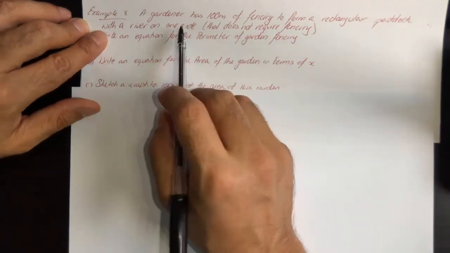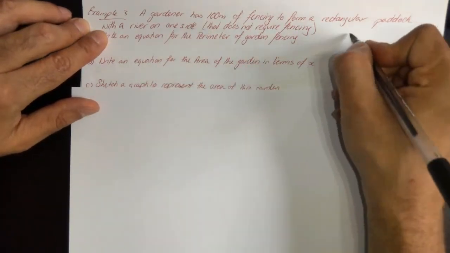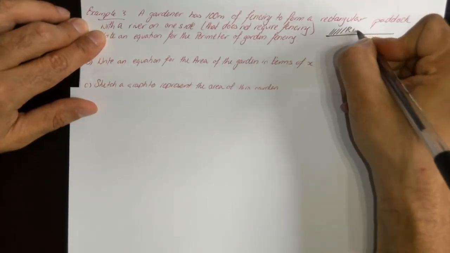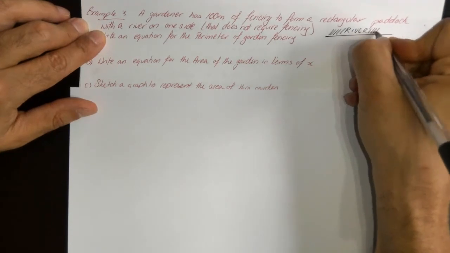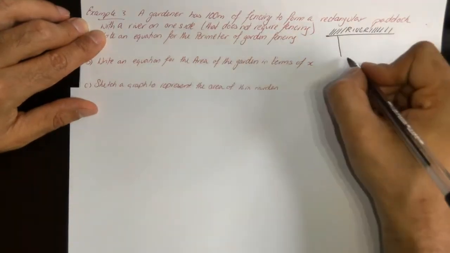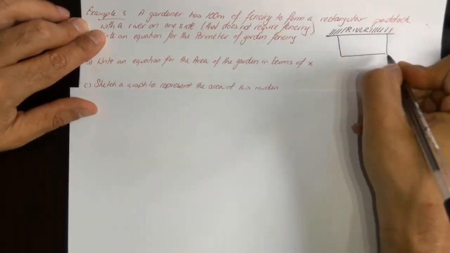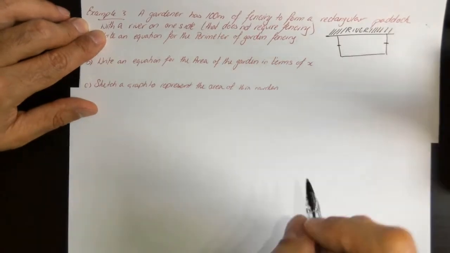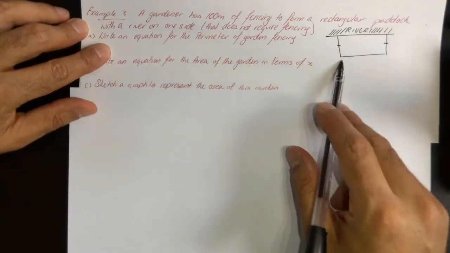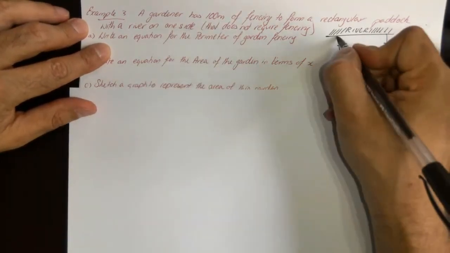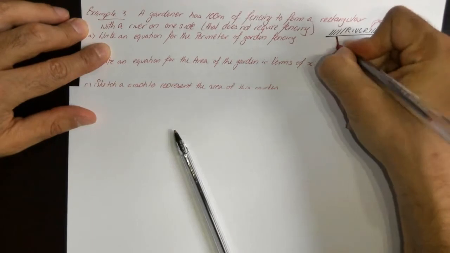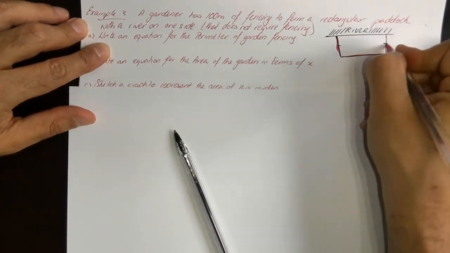So whenever I have a worded problem, I want to draw a diagram. So this is my river. And I'm going to do a rectangular paddock. And there's the river on one side. Okay. Now, the perimeter, I have 100 meters of fencing. So this part here has to equal 100.